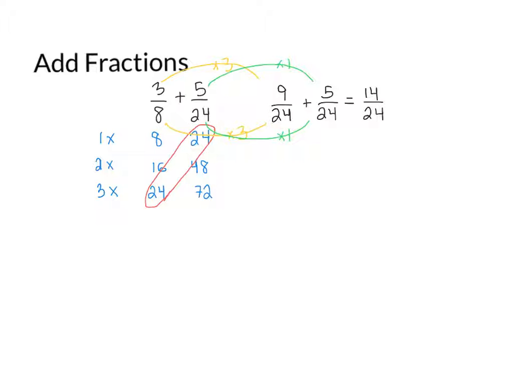But hopefully you're noticing that they're both even numbers, so we can simplify. So we'll divide the numerator and denominator by 2. 14 divided by 2 is 7, and 24 divided by 2 is 12. So we've simplified, and we get 7 twelfths.